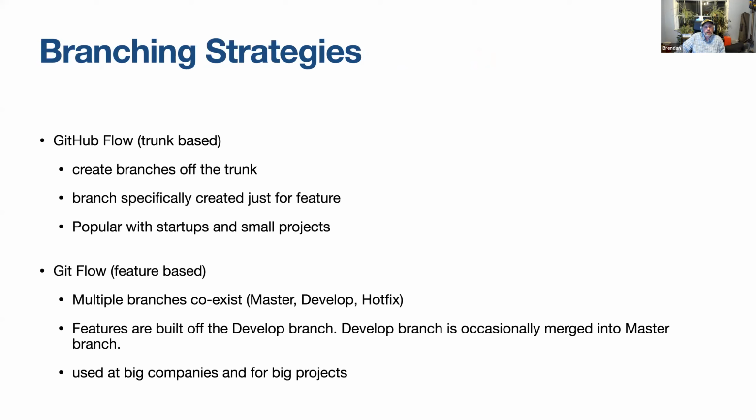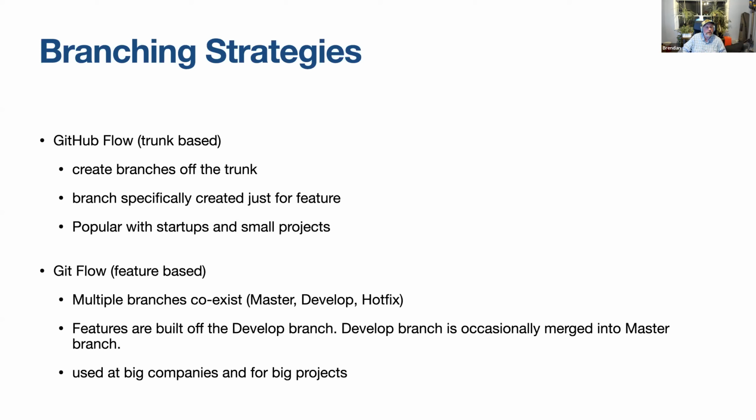This is where you create branches off the trunk, which is that main branch we were talking about. You create branches specifically just for a feature, like say you want to add a new button or something like that, then you would create a branch, you would update it, and then you would merge it back into the trunk. This is super popular with startups and small projects where maybe the team isn't really huge, just a couple people working on it, and they don't really have a lot of time to have this really elaborate branching strategy that you're going to see next.